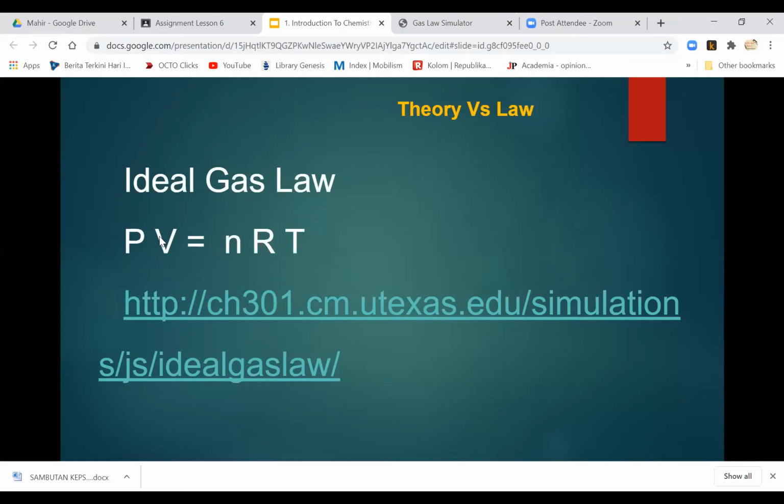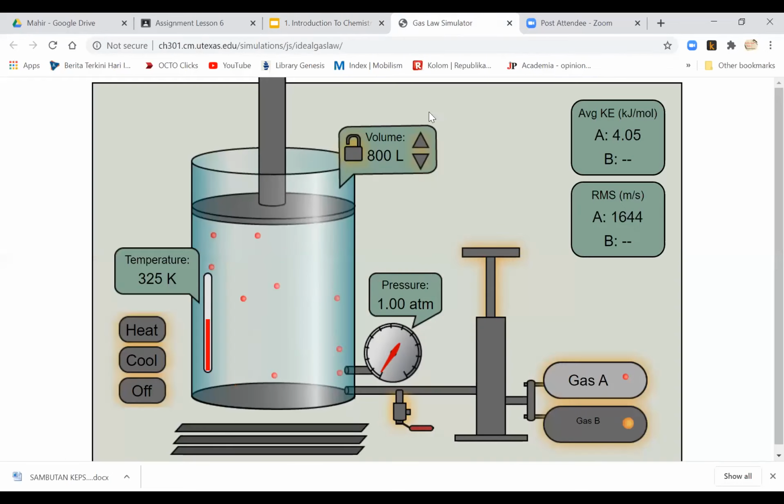There must be not directly proportional. They are inversely proportional here. If I'm increasing the volume, then the pressure will be decreased. Vice versa. If I'm increasing the pressure, the volume will be decreased. Okay, we are going to discuss this later when we are talking about this law, but I'm going to show you here in the simulation.